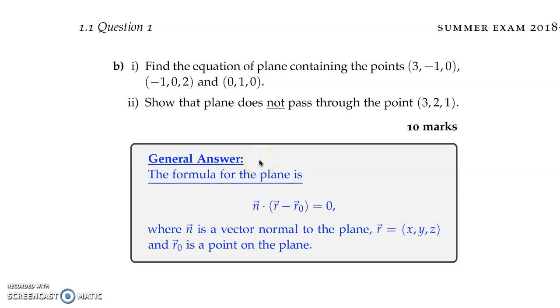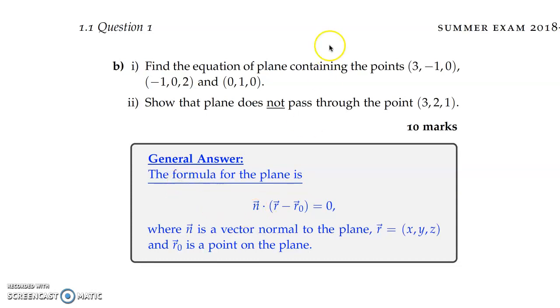So question 1b is the equation of a plane. To find the equation of a plane containing three points, show the plane does not pass through (3, 2, 1). The formula for the plane is relatively straightforward.